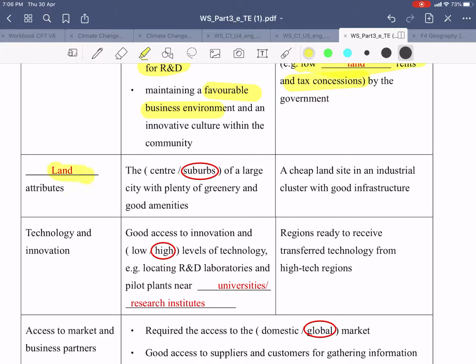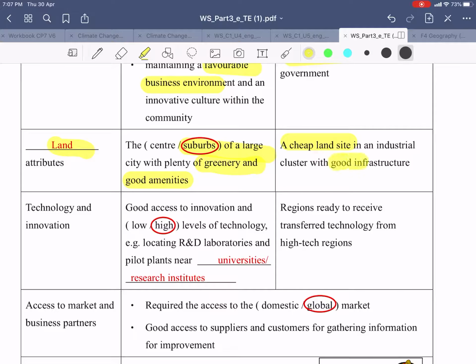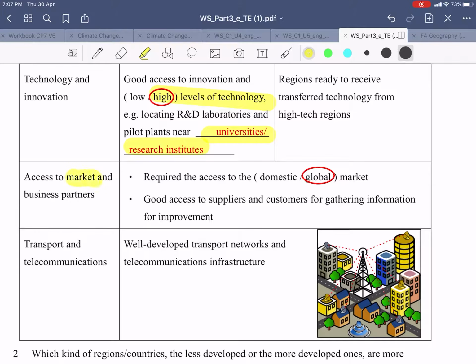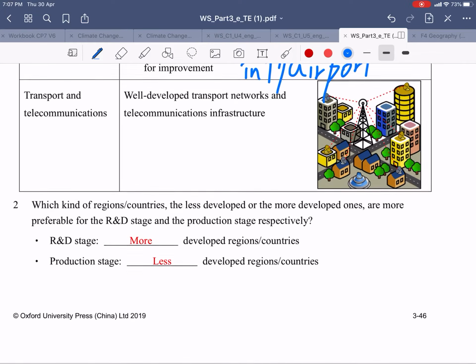Okay, how about land attribute? The suburbs of large cities with greenery and good amenities. So cheap land rents are important, with good infrastructure. How about the technology and innovation? High level of technology leads to the university and then research institution. Lead to the market, global market, which means they need access to the international airport, which is very important. Okay, transport network and telecommunication infrastructure, as I said before.